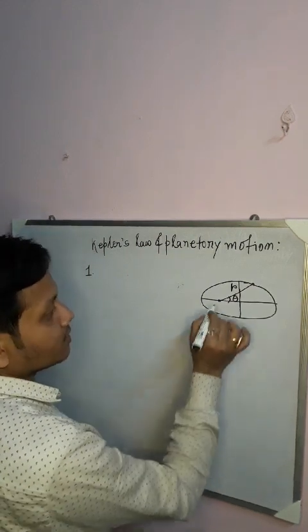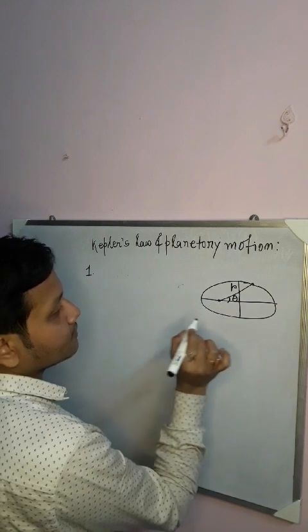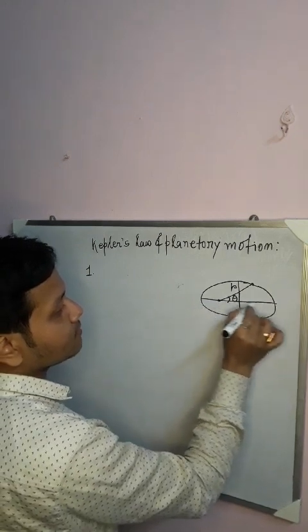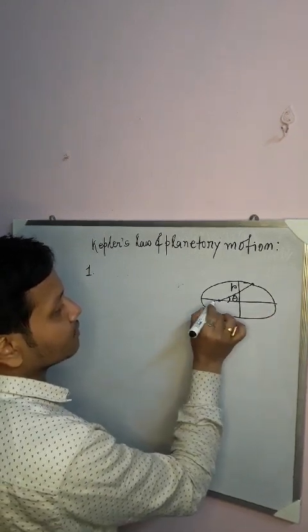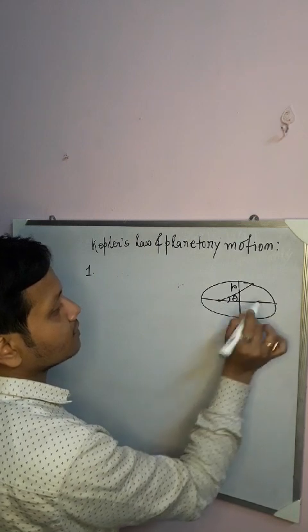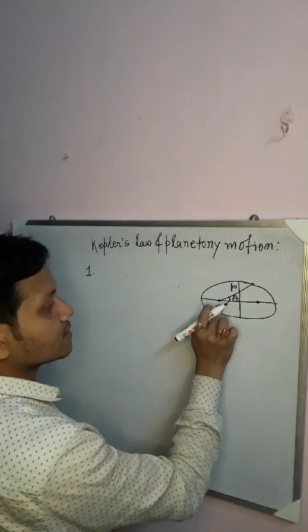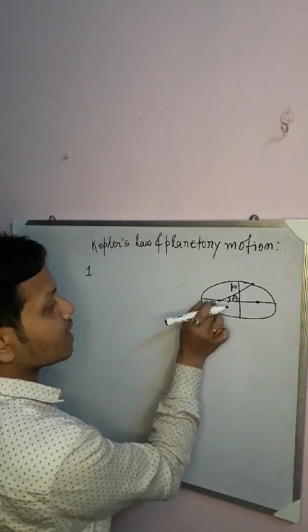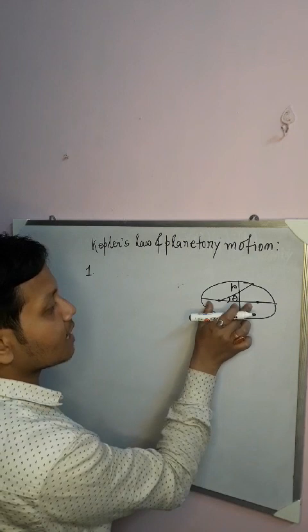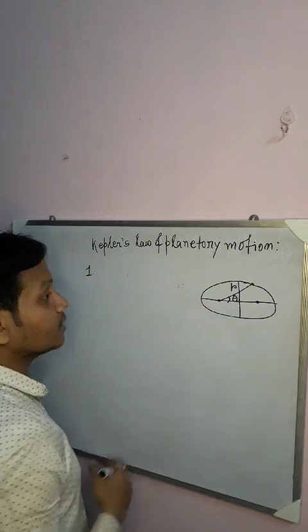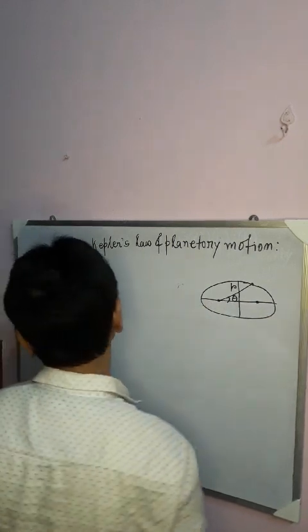One thing you must remember: when we take the focus here, this is the maximum distance r max and this is r min. But if you take the focus here, then this is r max and this is r min. Aphelion and perihelion I will discuss later.